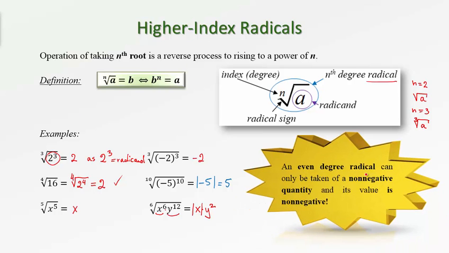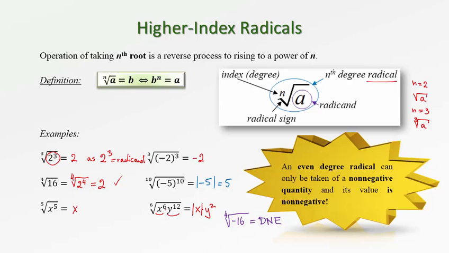Okay, let's look at our rules again. An even degree radical can only be taken of a non-negative quantity, and its value is non-negative. For example, fourth degree root of negative 16 actually can't be taken. Fourth degree root of 16 is 2, but fourth degree root of negative 16 doesn't exist. D and E stands for doesn't exist.